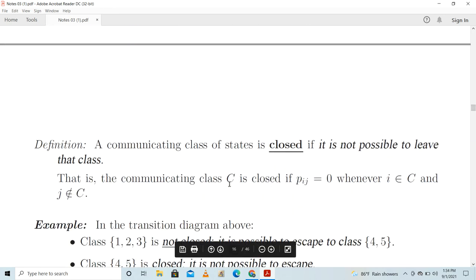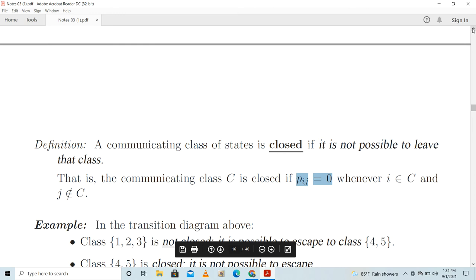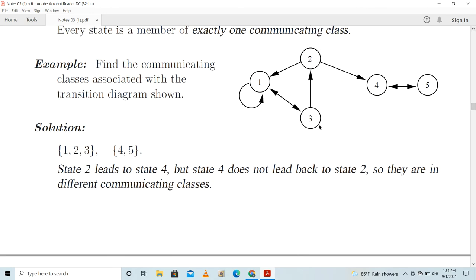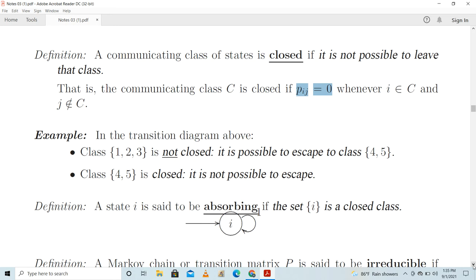That is, if you have a communicating class C, and let's say there is a state I in this communicating class C, and there is another state J in another communicating class which does not belong to C. If Pij, that is, reaching J in another class from I, is equal to 0, we call this a closed class, right? So, in this example, when you take the 1, 2, 3 class, we can leave that communicating class and go to other classes. So 1, 2, 3 is not a closed class, but when you take 4 and 5, we can't go back and reach the other classes. So it is a closed class. You should know what is a closed class and what is not a closed class.